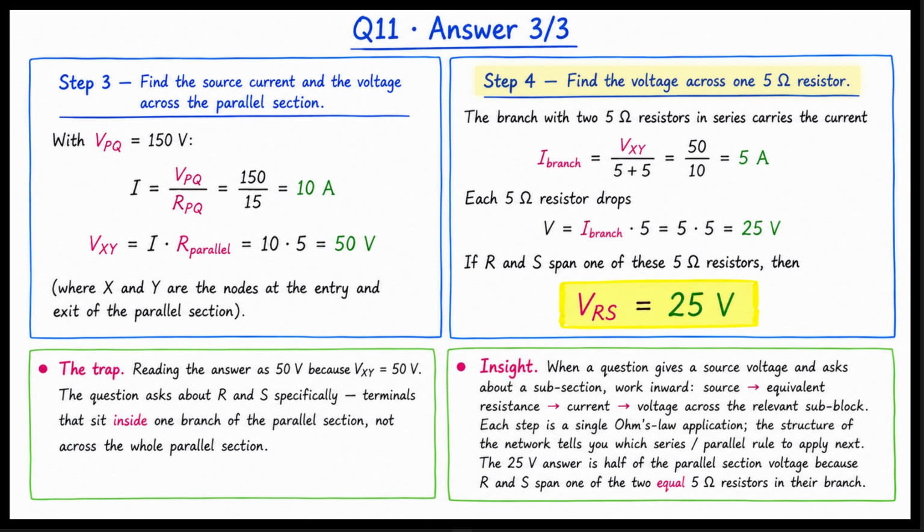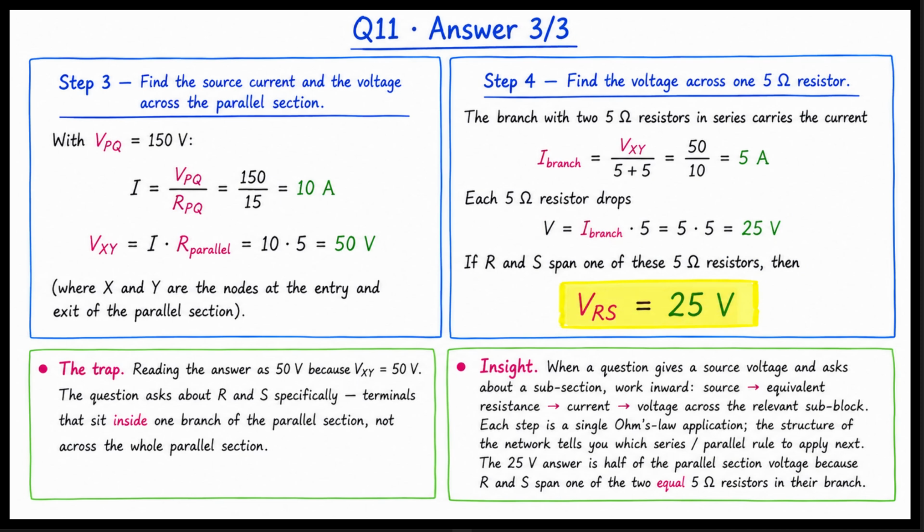Step 4. Voltage across one 5-ohm resistor. The branch with the two 5-ohm resistors in series carries I branch equals VXY over 5 plus 5, which is 50 over 10, equal to 5 amperes. Each 5-ohm resistor drops V equals I branch times 5, which is 5 times 5, equal to 25 volts. R and S span one of these 5-ohm resistors, so VRS equals 25 volts.